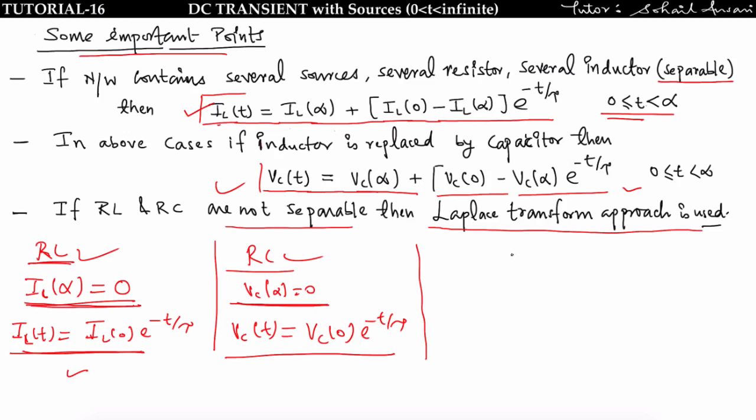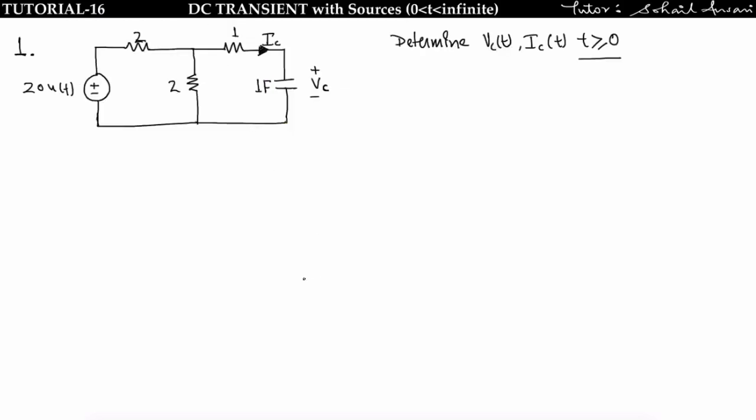We will see some problem based on this. Let us see the first problem. In this problem the input source is 20u(t) and we have to find the voltage across the capacitor for t greater than 0 and the current across the capacitor for t greater than 0.